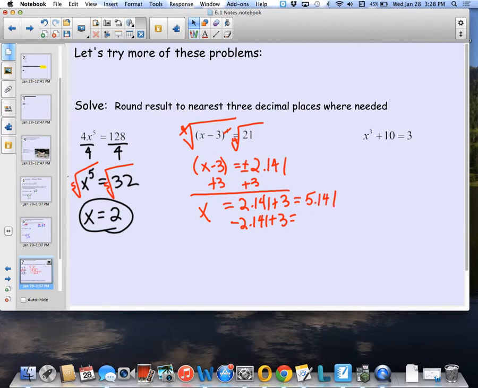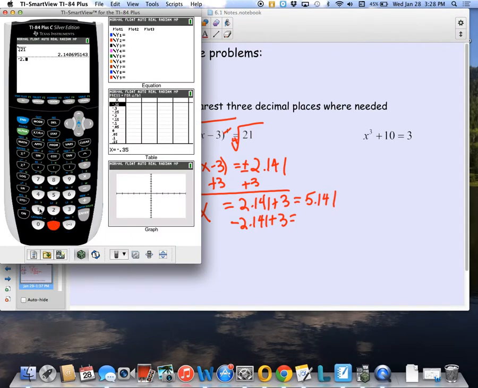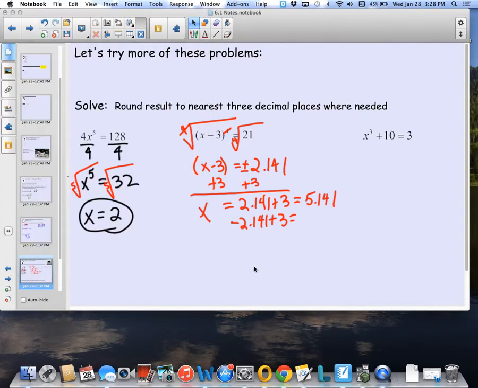And when I do negative 2.141 and then add 3, I get 0.859. So I have 2 answers. I had to do plus or minus at this step, right, when I fourth rooted. And so when I added 3, I had 2 numbers to add 3 to, positive 2.141 and negative 2.141. Okay? So the ones with the parentheses are always going to be a little bit harder.